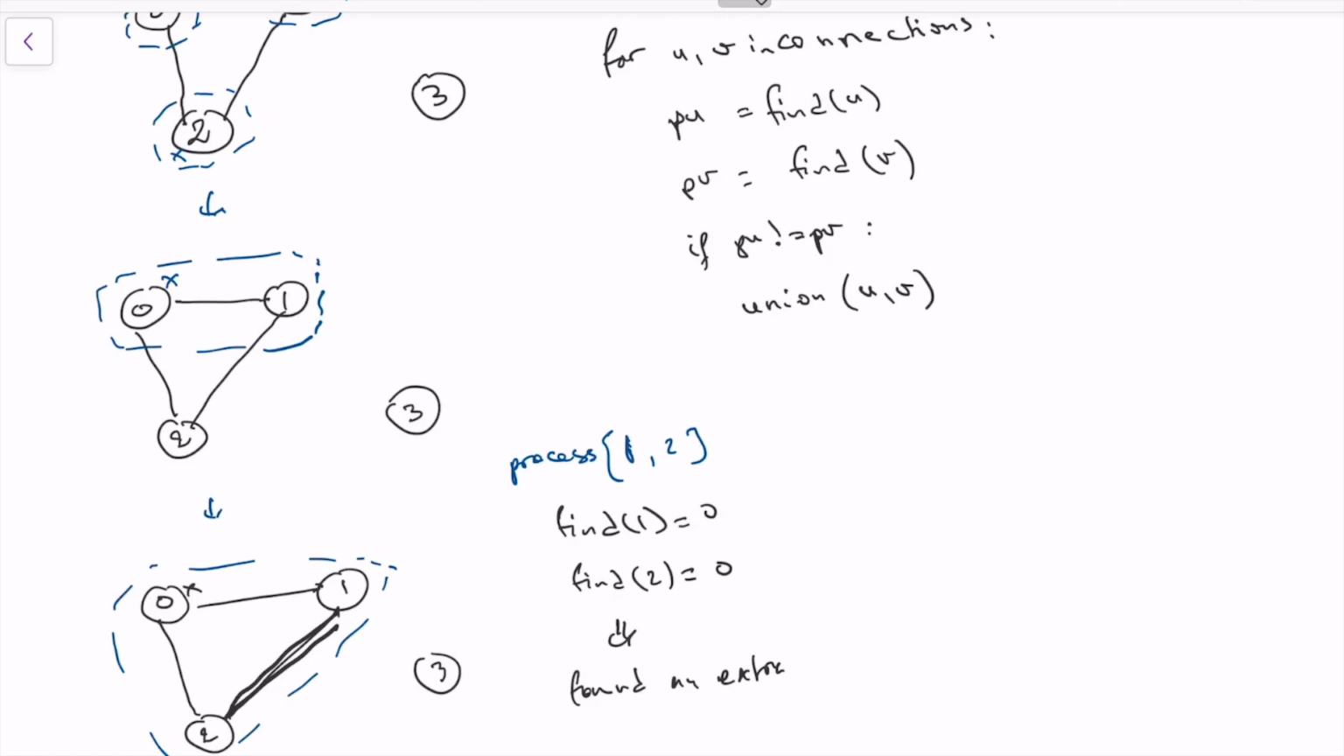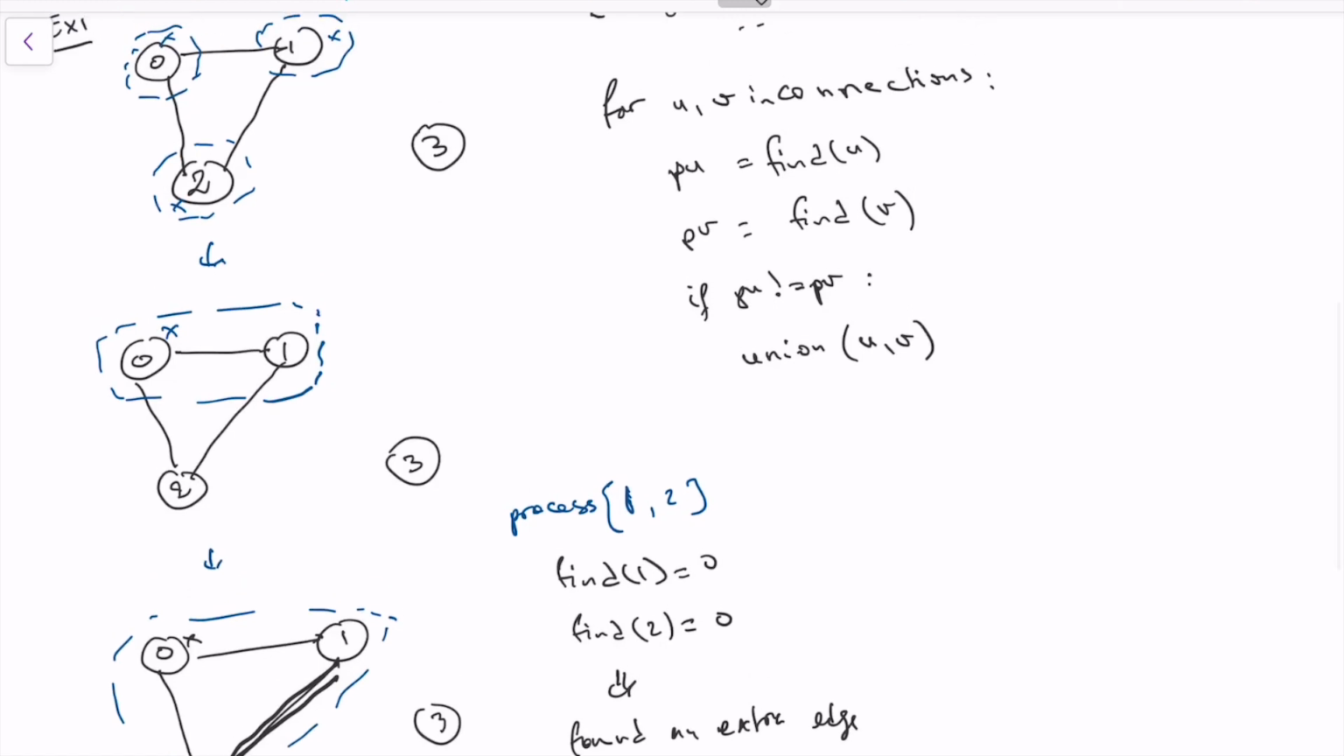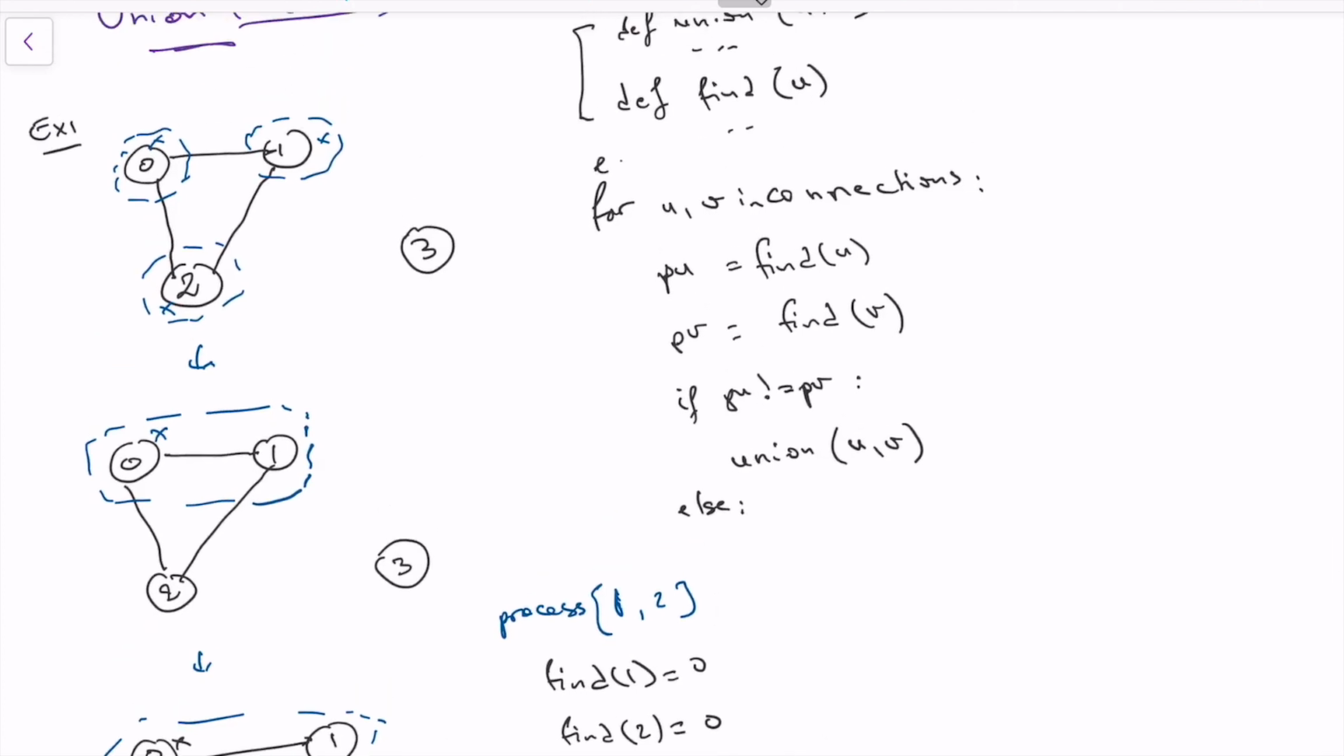Because they are already in the same component, and we find another edge that connects them. So here, in this else, that means we have an extra edge. So we need to initialize a variable that keeps track of the extra edges, and increment it here. So you can see with union find, we can both find the number of connected components and the number of extra edges.